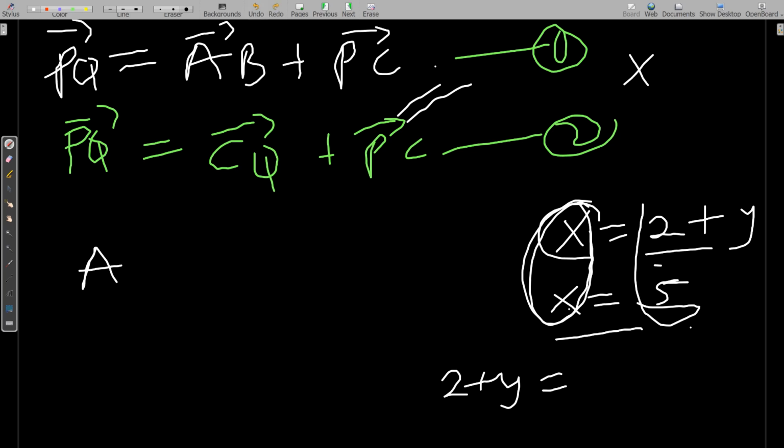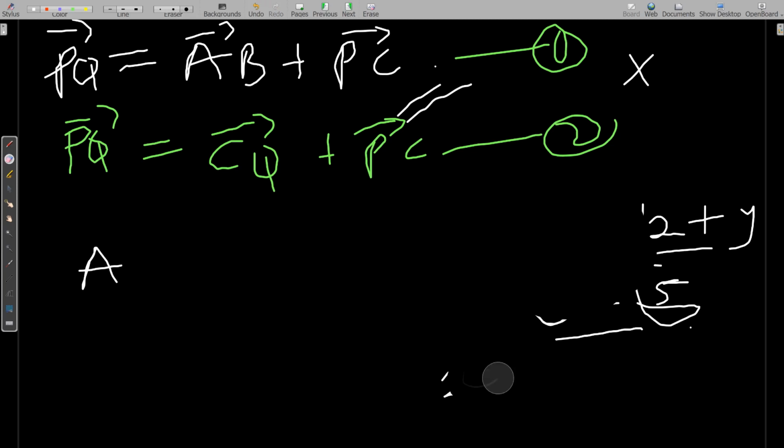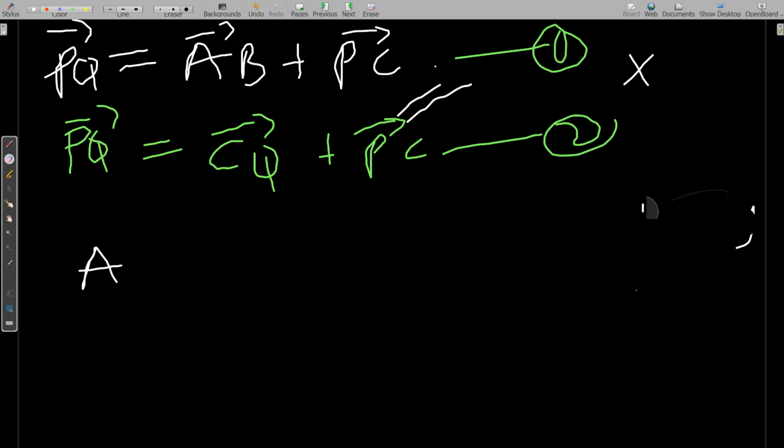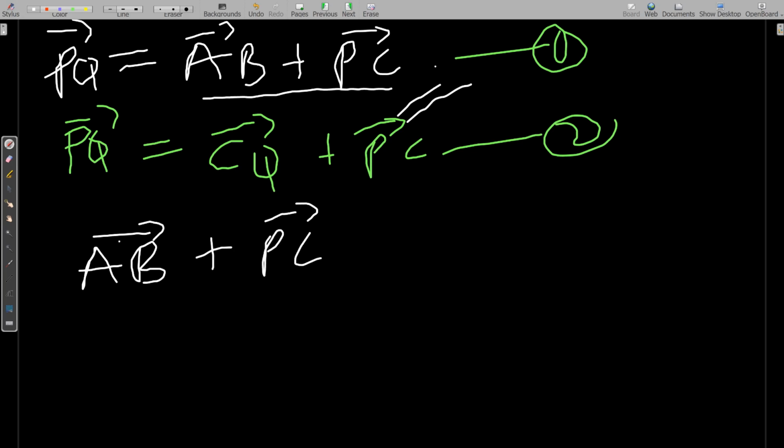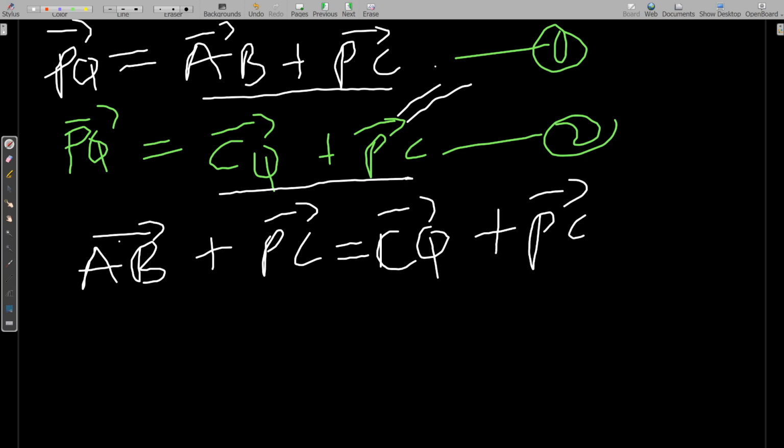So let's use the same or similar situation for our vectors question here. I hope you'll be able to understand, because you need to get these things right before you can try to come up with a solution. So AB plus PC, this side of the equation, should also be equal to this side of that equation. It should be equal to CQ plus PC. This is what we have.